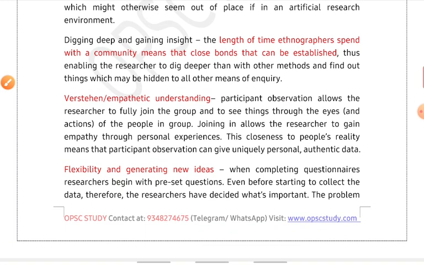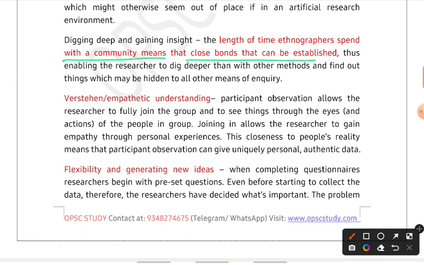Then the third point is that long time spent in ethnographic study with a community means that close bonds can be established. Suppose a researcher is trying to study a tribe, he gets close with them in order to study them, so he makes a close bond with them. With this he can dig deeper, and with other methods also he can inquire and ask more questions in regard to the institution.